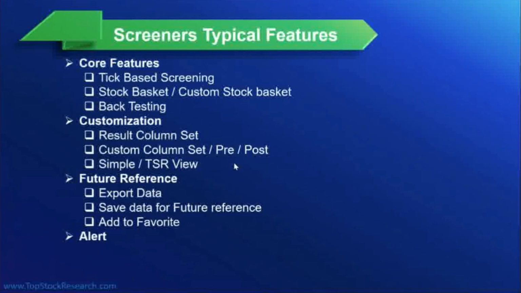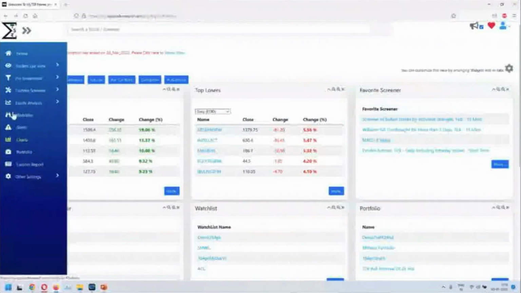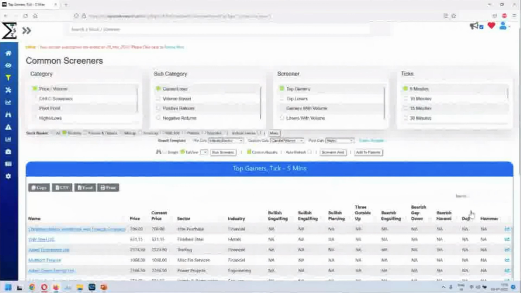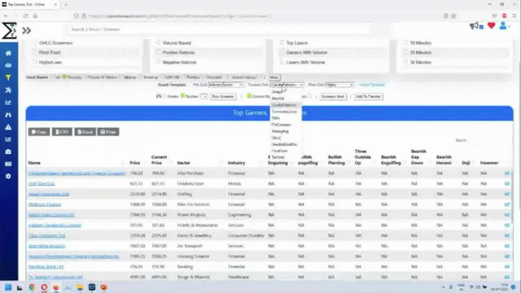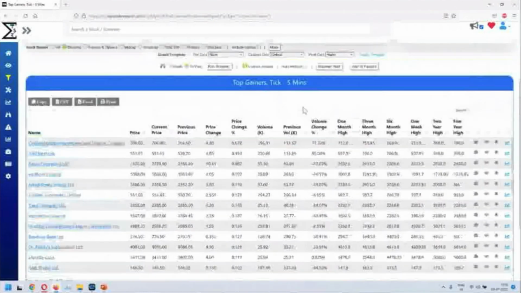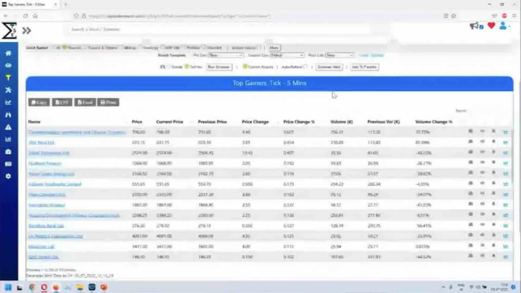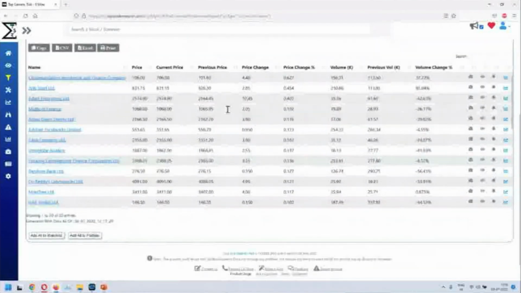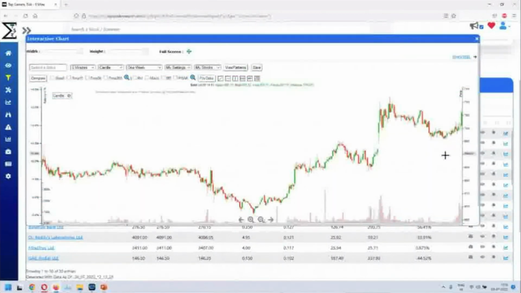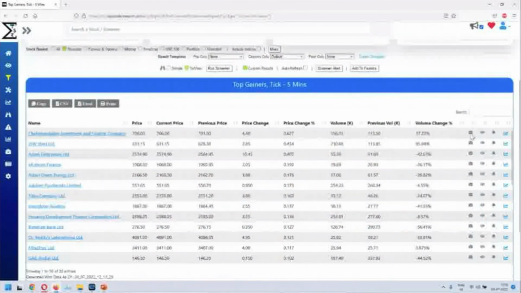Adding alert. Okay, so going back here, let's go back to the default. And none, right? So what you see in the results is basically, apart from the results and these things, there are a few icons over here. One of them, which we have seen, is the chart icon. Click here, you'll get the charts directly. The other icons are add to portfolio, add to watch list, and add an alert.